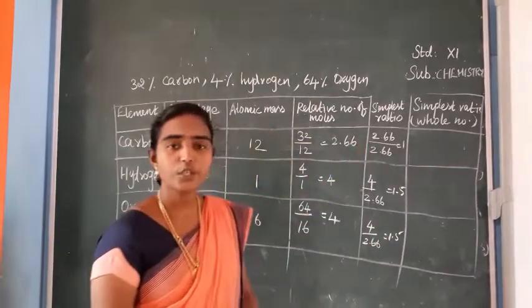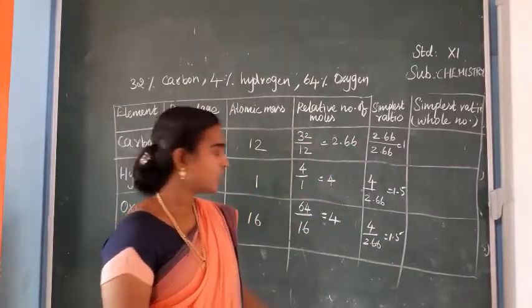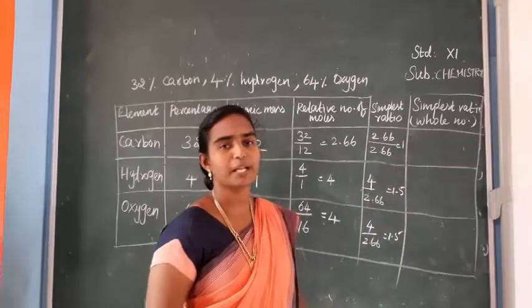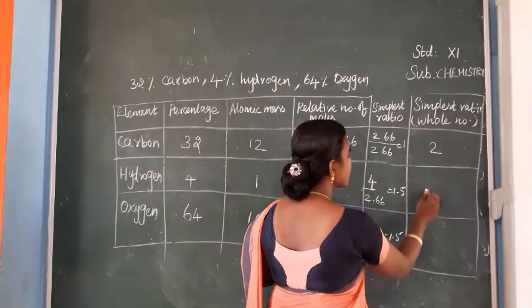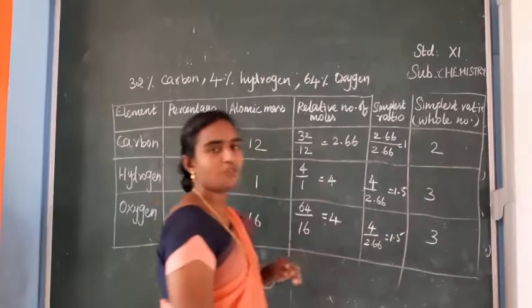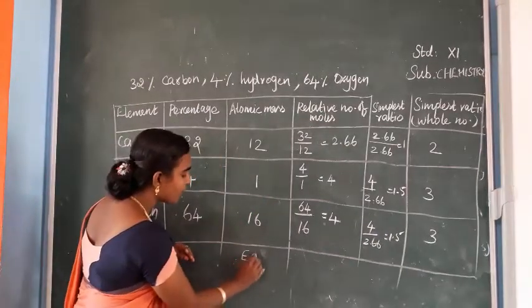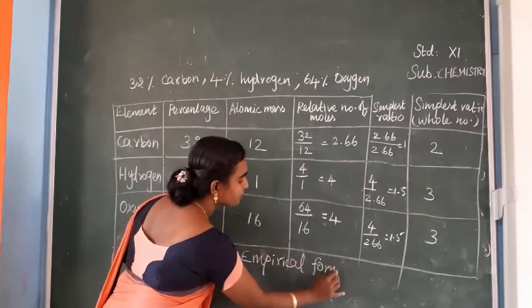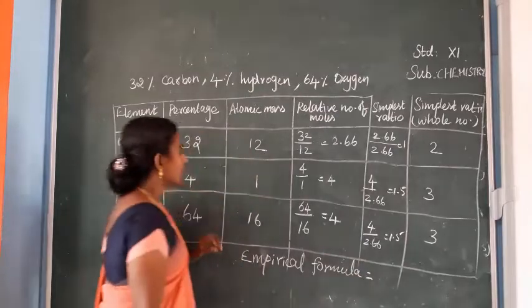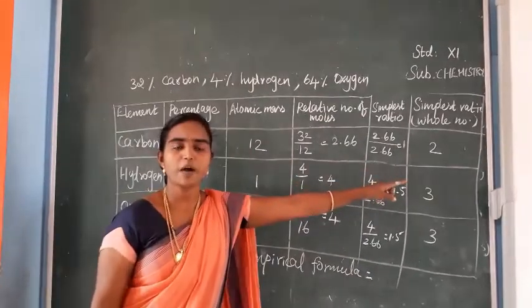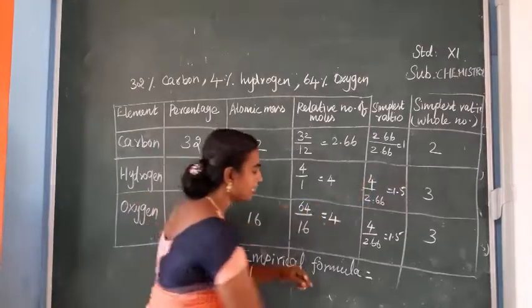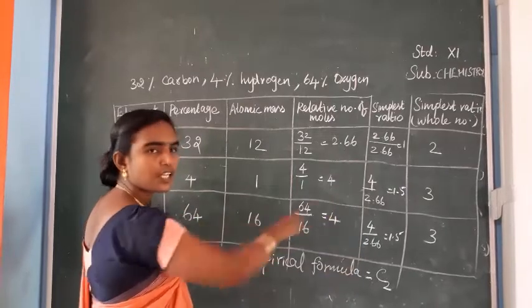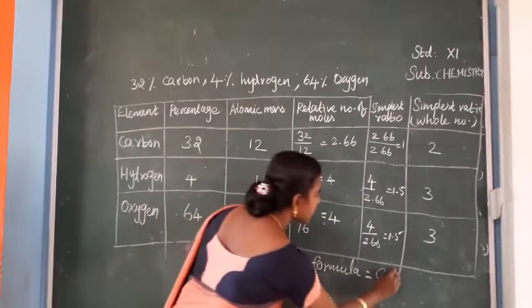The simplest ratio should be given as whole numbers, isn't it? So two fractions are there. To convert, all these numbers should be multiplied by 2. So simplest ratio you will get 2, 3. Finally you can write the empirical formula of the particular compound. Carbon, in the last box we have got the number 2, isn't it? So that is C2. And hydrogen, in the last box we got the number 3. So it must be 3.